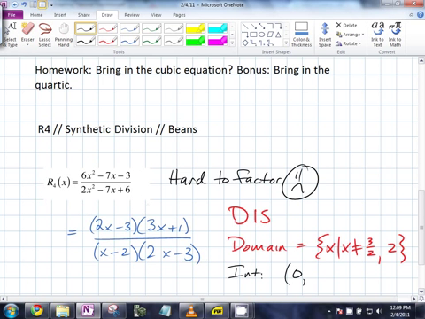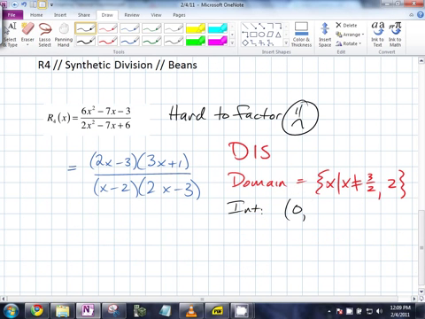Negative what? Negative 1 over 2. So negative a half. Yep. Now, what about the x-intercepts when y is 0?